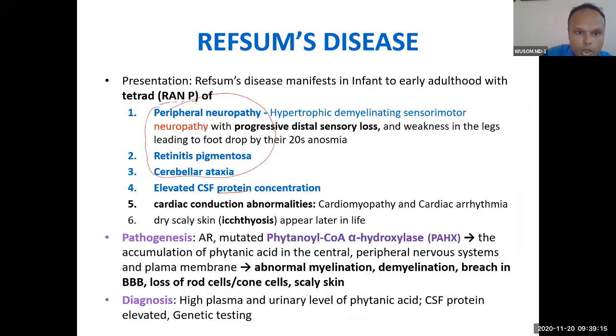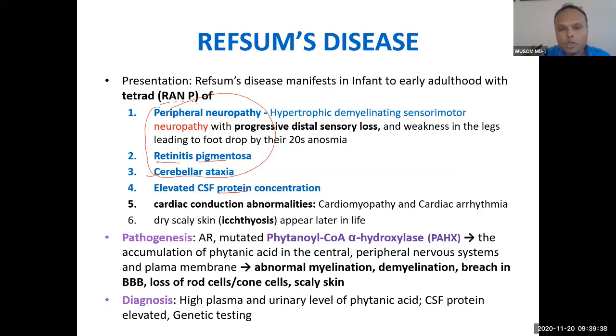Triad is very important. So peripheral neuropathy, retinitis. Which type of retinitis? Retinitis pigmentosa. And then cerebellar ataxia, not cerebral, cerebellar. The cerebellum is present behind your cerebrum. So cerebellar ataxia, this type of presentation. And this peripheral neuropathy is a very unique type of peripheral neuropathy.